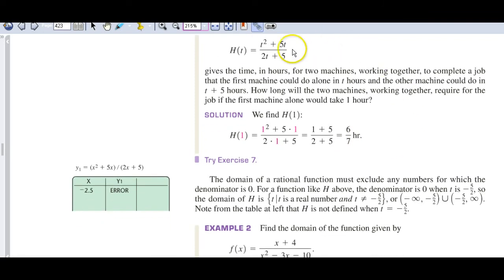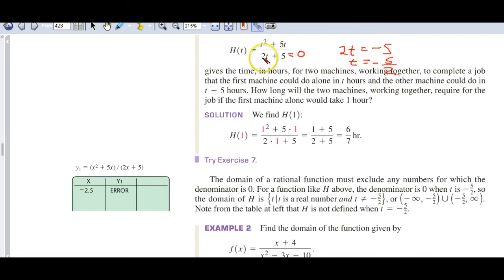Now, in defining the domain of this, what value would make our denominator a 0? And we had done some like this before. So that then becomes 2t equals a negative 5. T equals a negative 5/2.